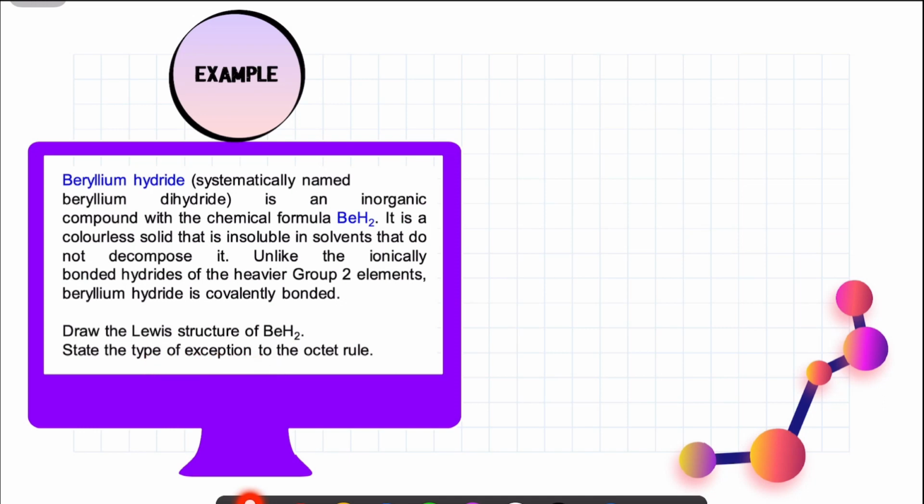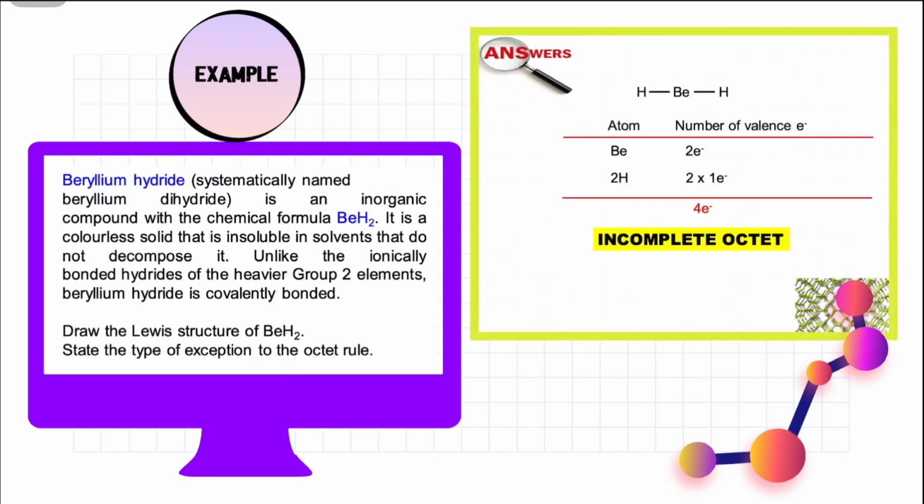So as I showed you before, there are 3 exceptions to the octet rule: incomplete, expanded, and odd number of electrons. When you draw the Lewis structure, follow the 4 steps that I already taught you earlier. Then this is the Lewis structure for beryllium dihydride, and you can see that around the beryllium it only has 4 electrons. So the type of exception is incomplete octet. Okay, next.